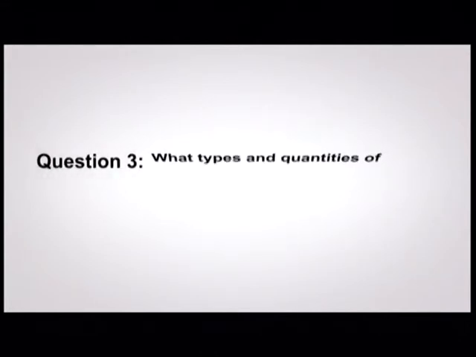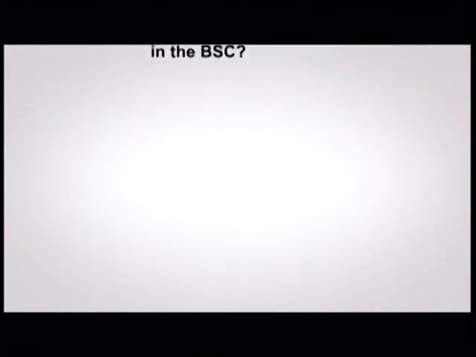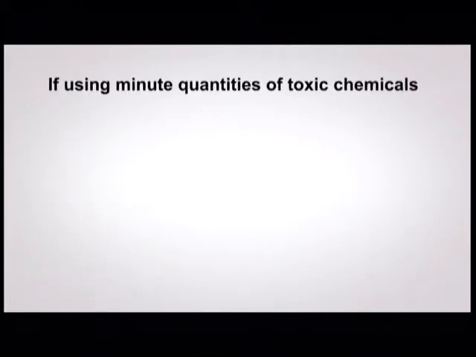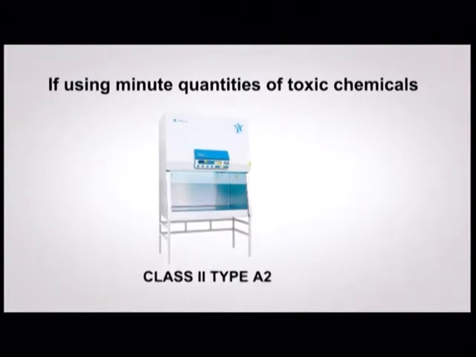The third question to ask yourself is, what types and quantities of chemical vapors will be generated in the BSC? As important as the preceding question, the user must also foresee the type and quantities of chemical vapors that will be generated in the cabinet because vapors can freely pass through a HEPA filter. Both Class 1 and Class 2 BSCs must have exhaust systems that vent out of the laboratory when used with vapor-causing chemicals.